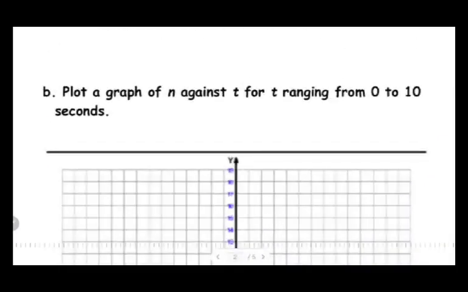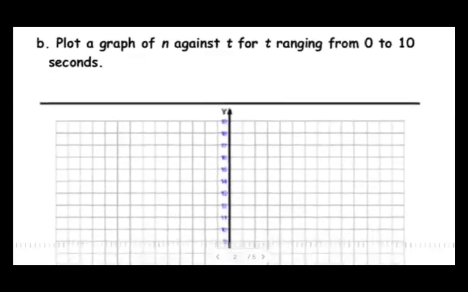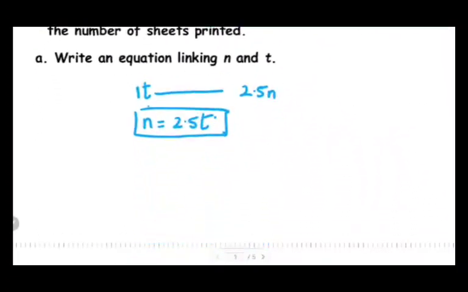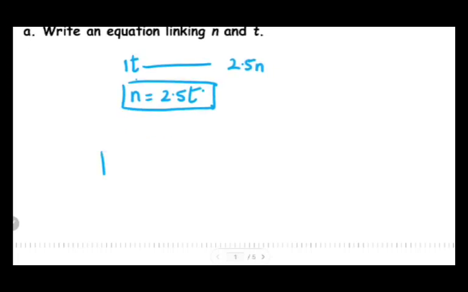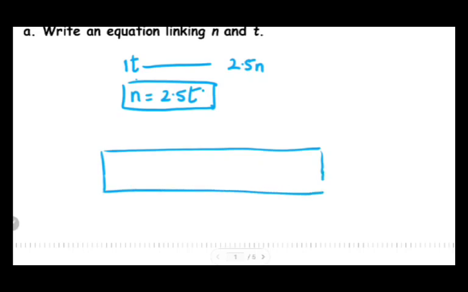Plot a graph of N against T for T ranging from 0 to 10. So first what we need to do here is, on this page itself, I'll make a table with this formula, ranging from 1 to 10 seconds. So N and T.